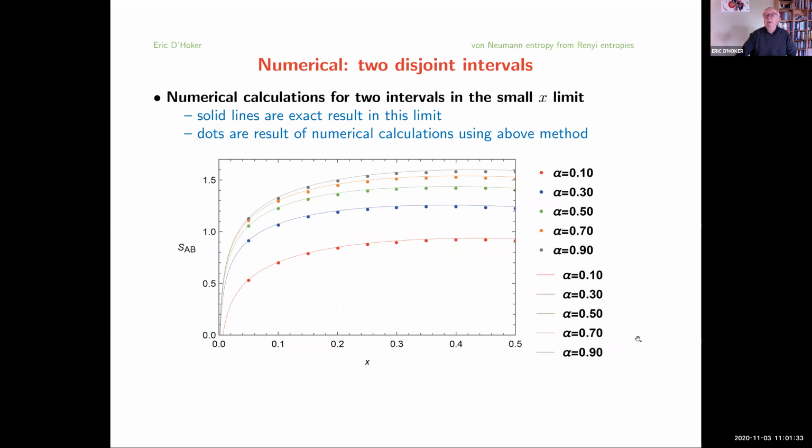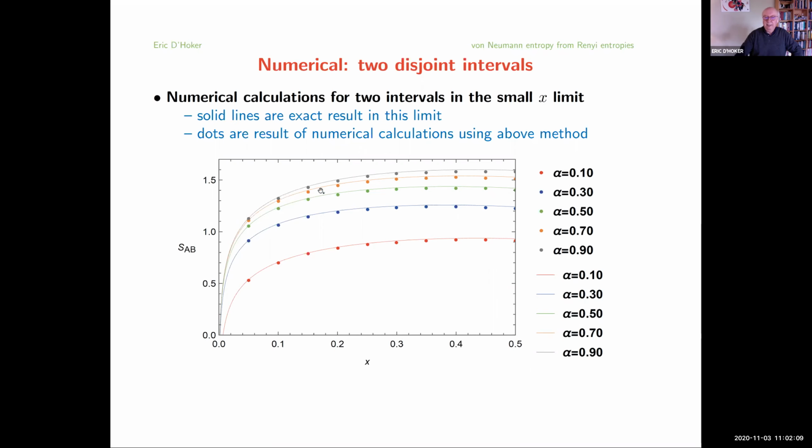So how does this work? Well, we've done this for the case of two disjoint intervals in the limit where x is small. This is the case where we have the analytic expression available from Calabrese, Cardy, and Tonni. The plot here shows the entropy as a function of x, for different values of this number alpha. This number alpha is typically somewhere between 0 and 1, and that's what we have done.